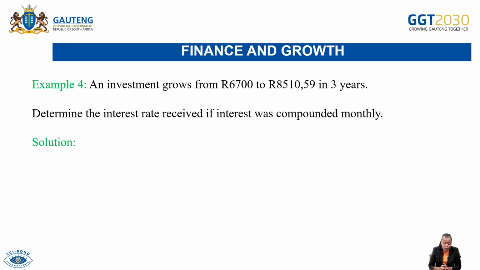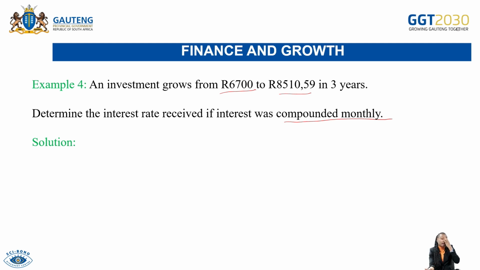Okay, so example number 4, it says an investment grows from 6,700 to 8,510.59 cents in 3 years. Determine the interest rate received if interest was compounded monthly. So the interest is compounded monthly. The investment grows from 6,700 to 8,510 in 3 years. I am giving you exactly 2 minutes to do this one. So let's go through our question. It says an investment grows from 6,700 to 8,510.59 cents in 3 years.